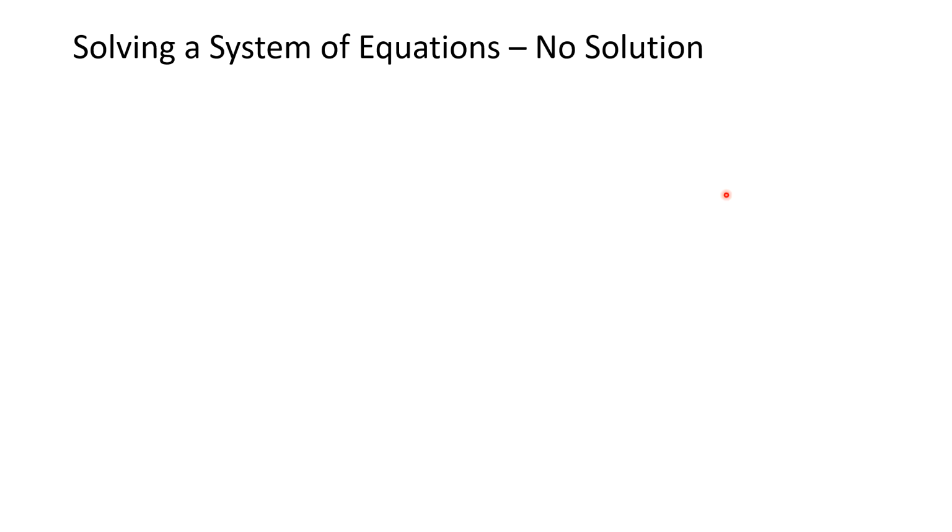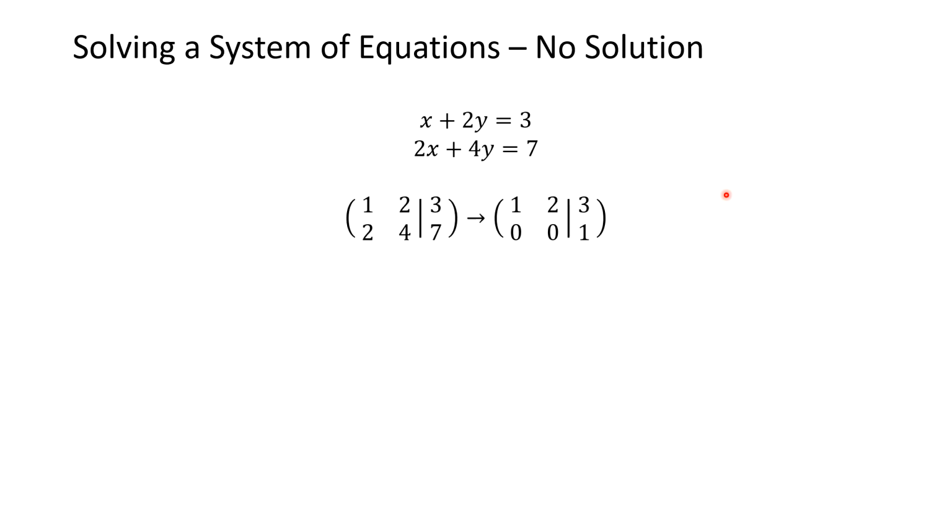Another possibility for a system of equations is to have no solutions. We have an example of that here. We have two equations, two unknowns. We put the coefficients into a matrix as we've done before. We already have a 1 in the upper left, and we want to get a 0 just below it, so we multiply -2 times the first row, add it to the second, and then immediately we see a contradiction here. We get 0 equals 1. That means that these two equations don't have a common solution.